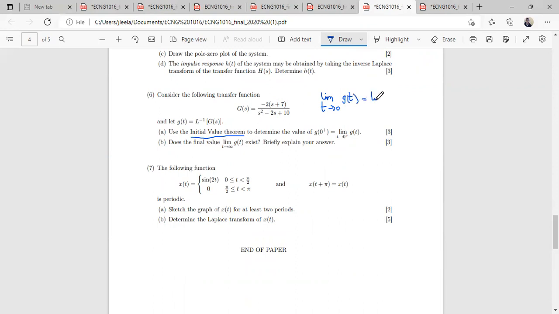The benefit with this is you don't have to find the inverse transform, right? You could just take the limit as s approaching infinity of sG(s), which is this here with s. So if you write that now, you'll get minus 2s squared, because you have to multiply by s on top here, right? And then you'll get minus 14s, and you divide by s squared minus 2s plus 10. So this is your sG(s), and then you take the limit as s approaching infinity.